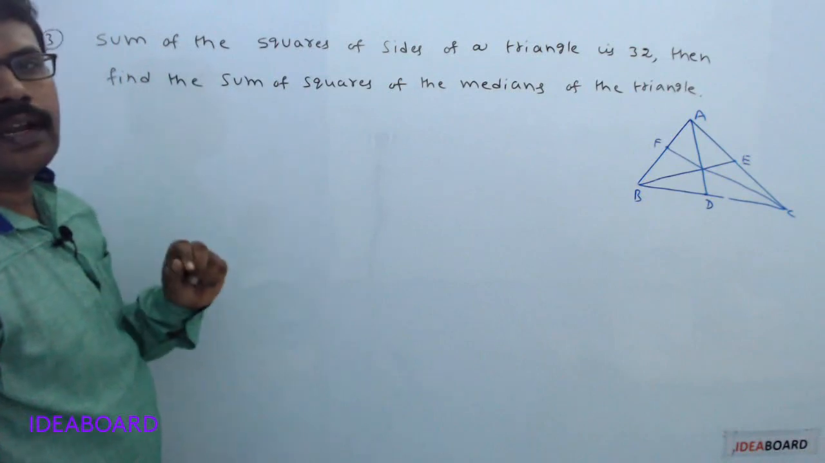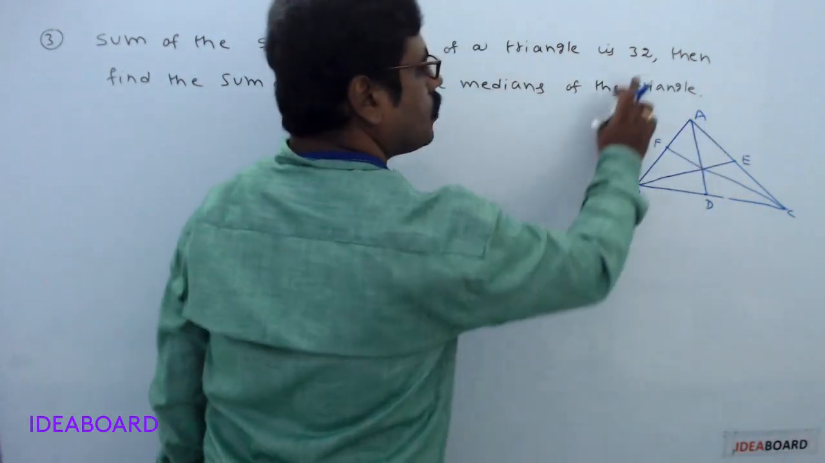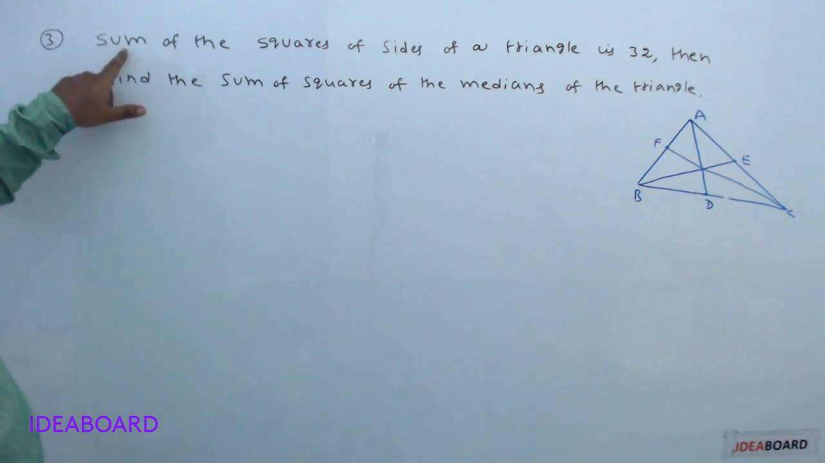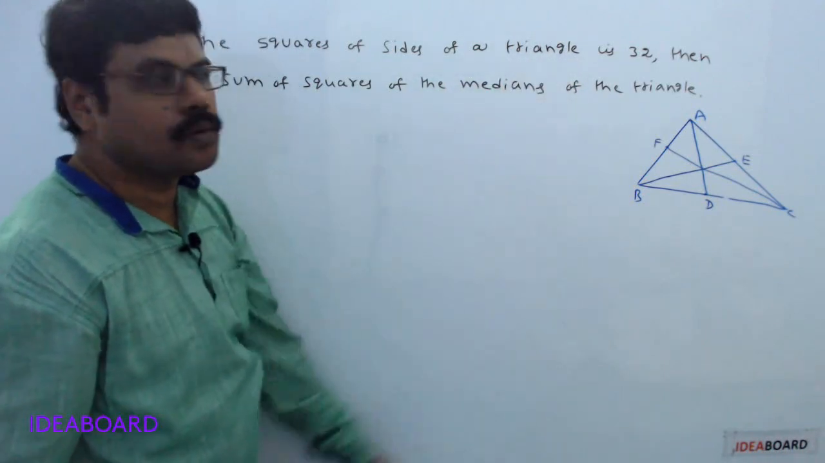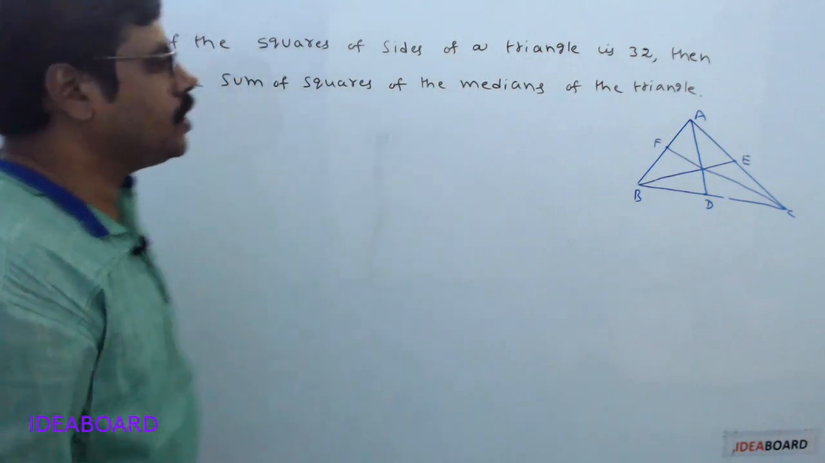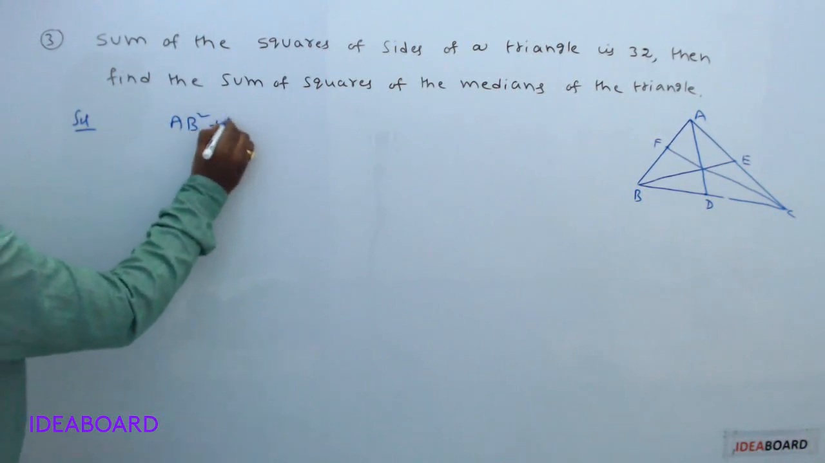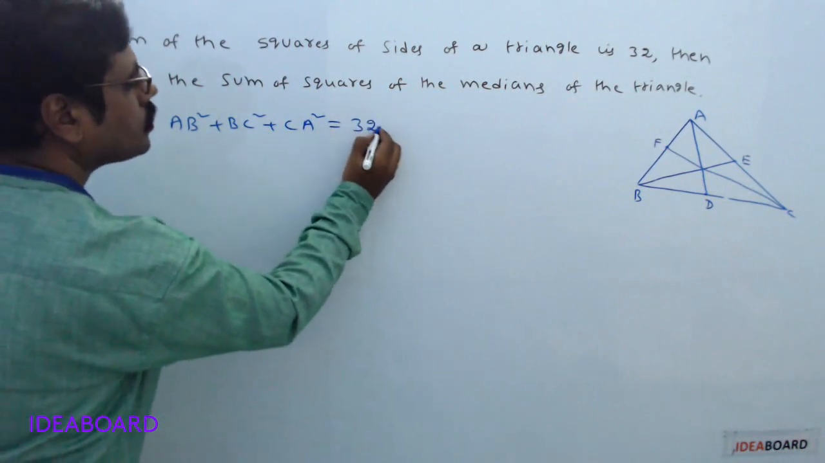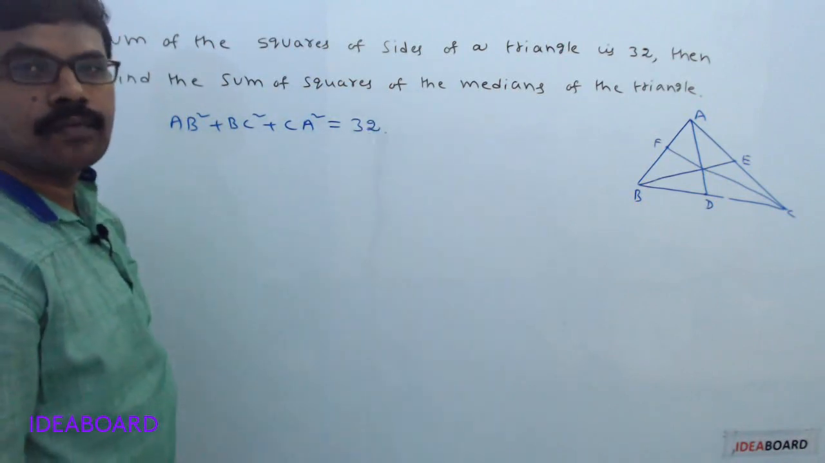Here, according to our given data, the AB square plus BC square plus CA square value is 32. Now observe the given condition. Sum means plus. The sum of the squares of the sides of a triangle is 32. It means AB square plus BC square plus CA square is 32. So first note down the given condition. AB square plus BC square plus CA square is given as 32. Then find the sum of the squares of the medians of the triangle.